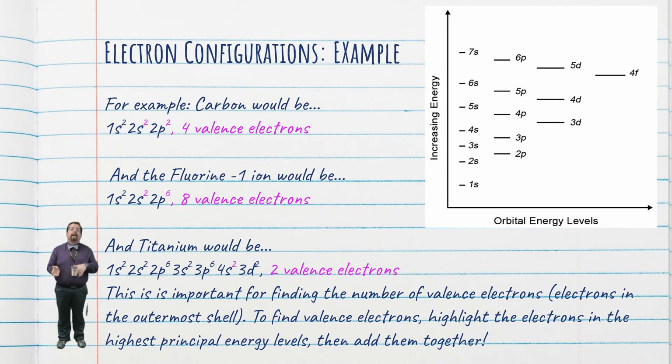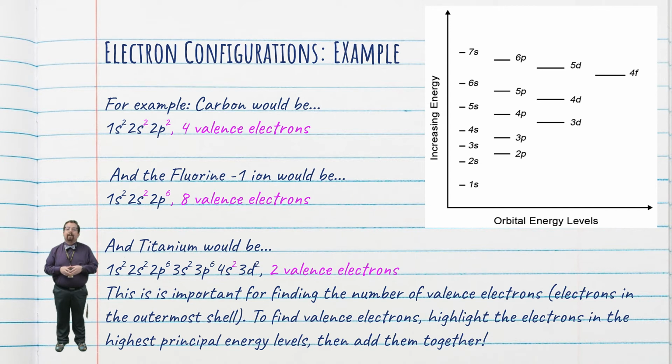For the fluorine -1 ion, the second shell is still the highest in number, so we add 2 plus 6 to get 8 valence electrons. For titanium, the highest principal energy number here is 4. So we're only concerning ourselves with the 2 electrons in the 4s subshell.